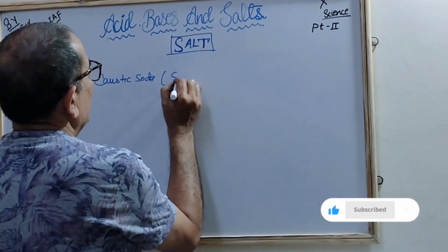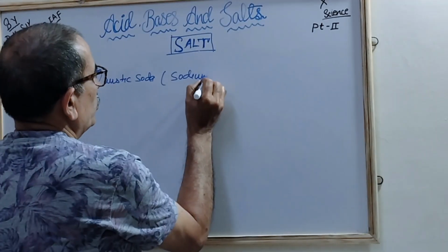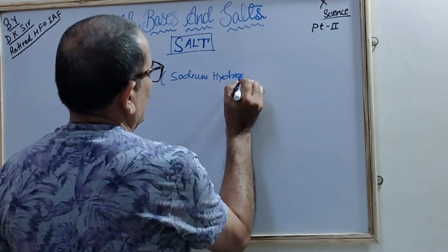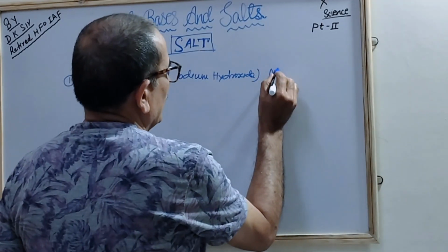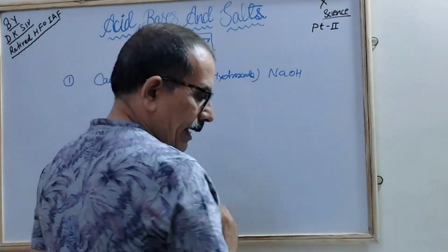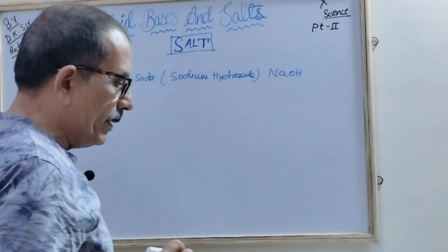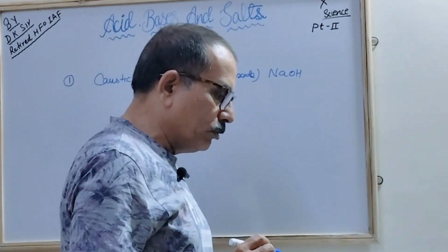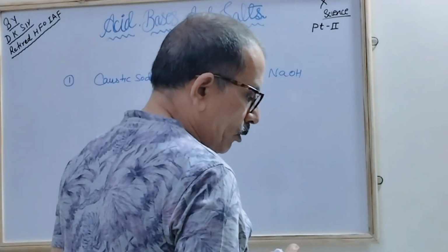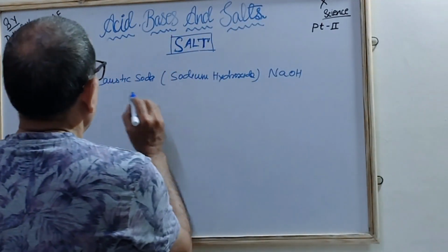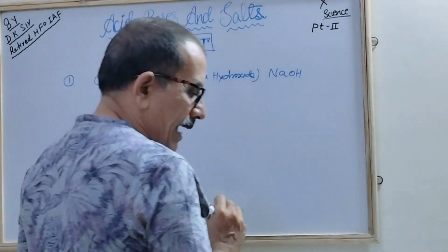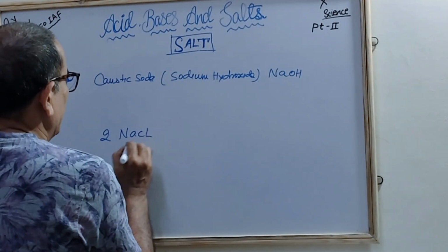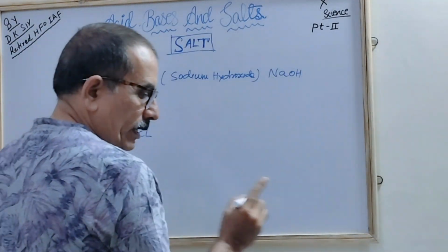Its name is sodium hydroxide. The formula of sodium hydroxide is NaOH. How it is being made, I'll explain. When electricity is passed through the aqueous solution of sodium chloride called brine, the sodium chloride, NaCl, is called brine also. So I'll write the formula and explain. 2 NaCl we are taking, which is sodium chloride.